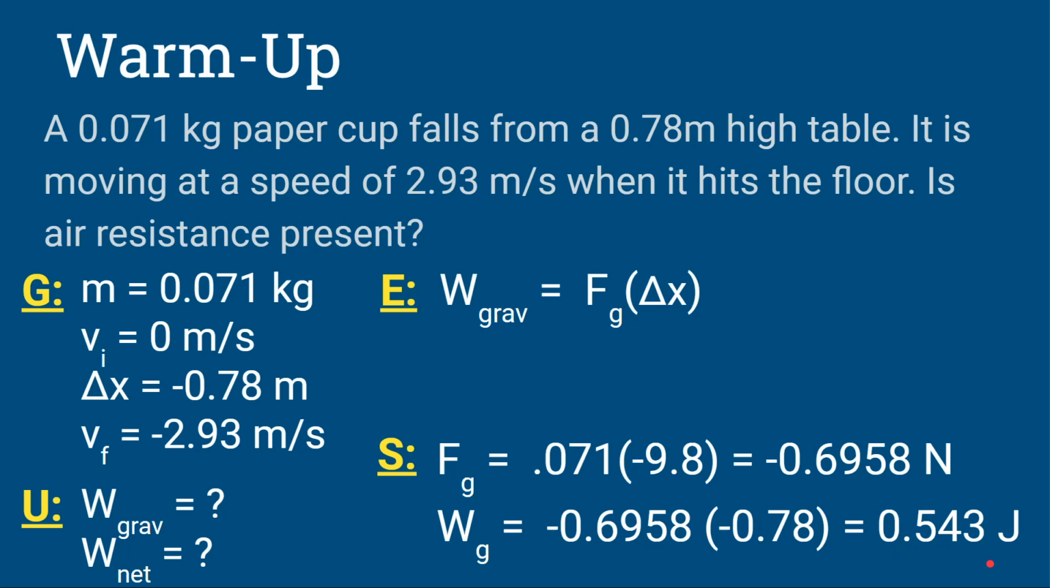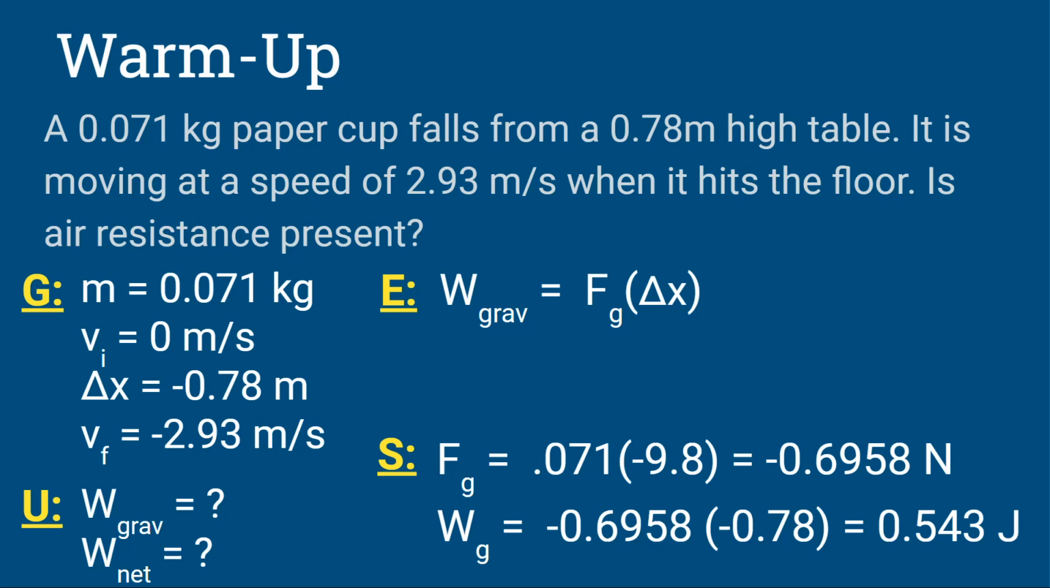And that should sound familiar as well because it was in our warm-up yesterday. That was our answer yesterday. Okay, but that is the work done by gravity. Okay, 0.543 joules. And that gravity is adding that energy to the cup because it goes from having no energy at all, or at least no kinetic energy at all, to having this motion energy because that gravity is making it speed up.